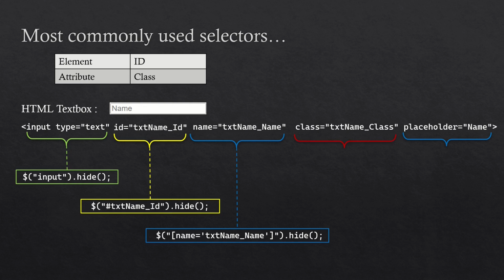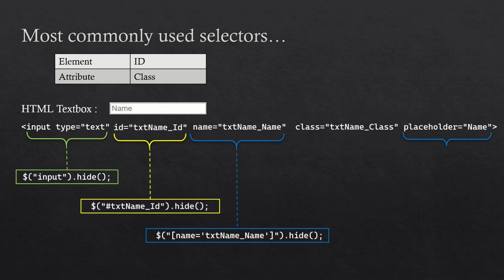To use the class as a selector, we need to write the class name mentioned in the HTML element in the place of the selector. Here we have to add a dot symbol before the class name so that jQuery can select the element by checking the class name.